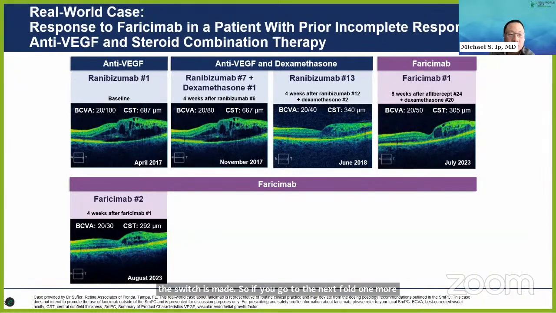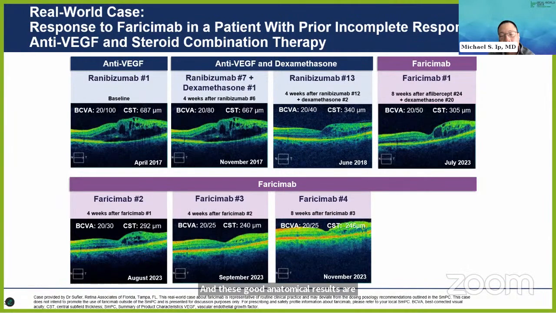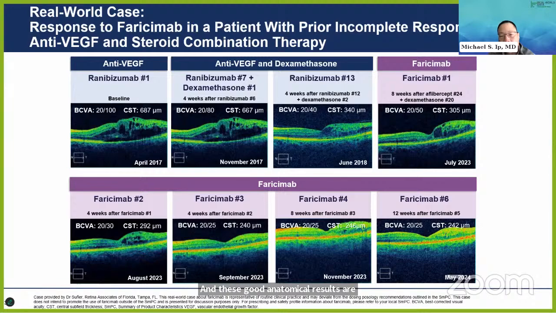So if you go forward one more, and then one more after that, you can start to see disease control, anatomical control start to develop as faricimab is injected. And at the same time, the intervals are lengthened and these good anatomical results are maintained. One more. And then another. So now we're out to 12 weeks with excellent anatomical control in an eye that was previously quite recalcitrant to anti-VEGF therapy in combination with dexamethasone.